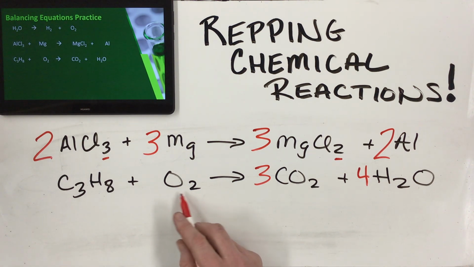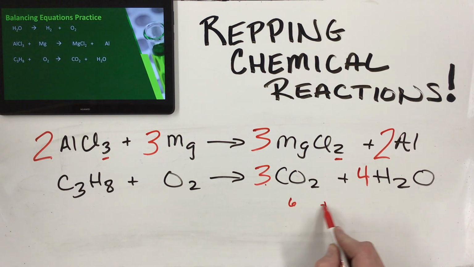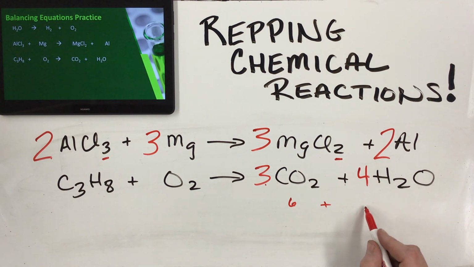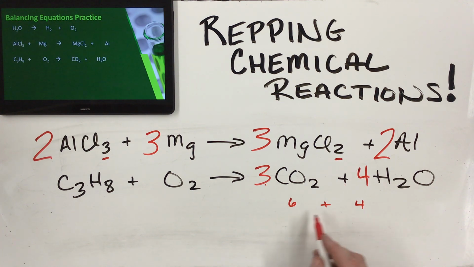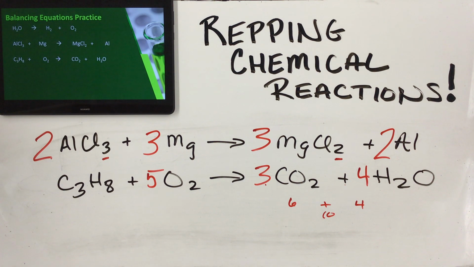O's. I got 2 going in. Here I've got 3 times 2, which is 6, plus 4 times 1, which is 4. That's 10. So I got to make this 10. 5 times 2 is 10. All right?